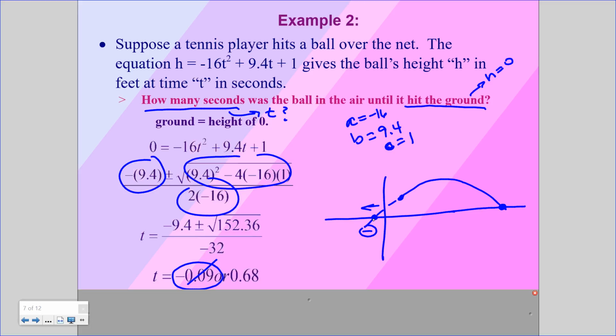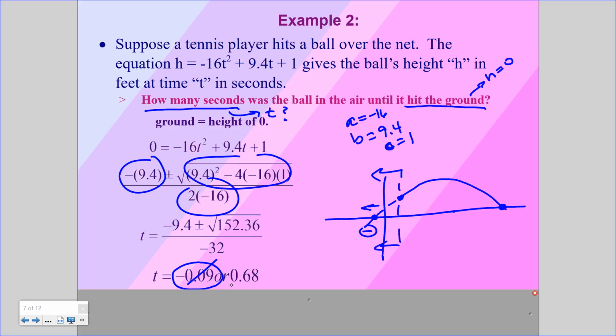And so this portion actually never exists in this tennis scenario. It actually never happens. So this portion of our parabola here to the left is kind of not applicable based on the scenario of playing tennis.